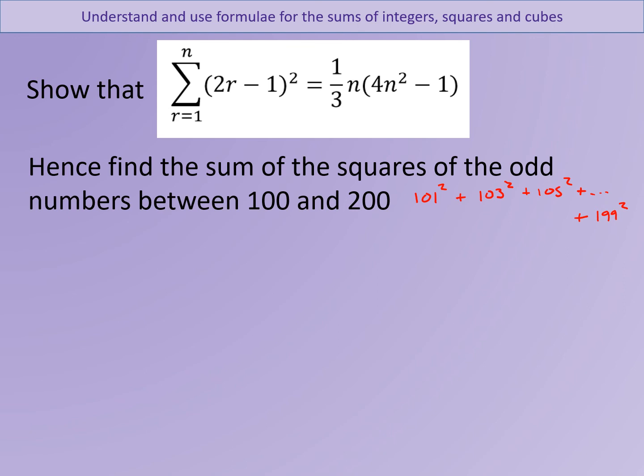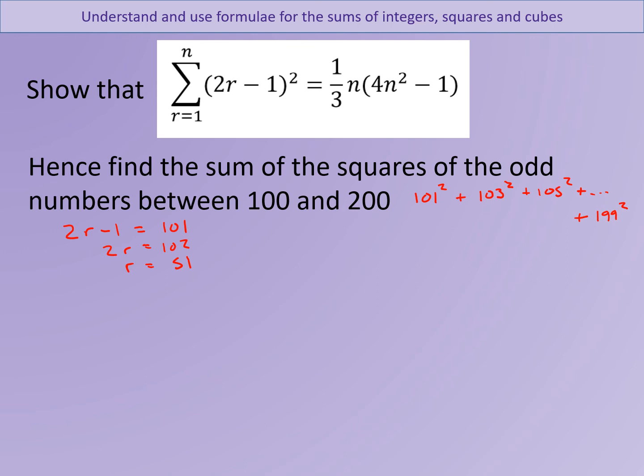So starting here, if we want 2r minus 1 to be the first number, 101, that means that 2r is 102, so r is 51. So that's telling us that if we start with r equals 51, then the first term will be 101 squared.